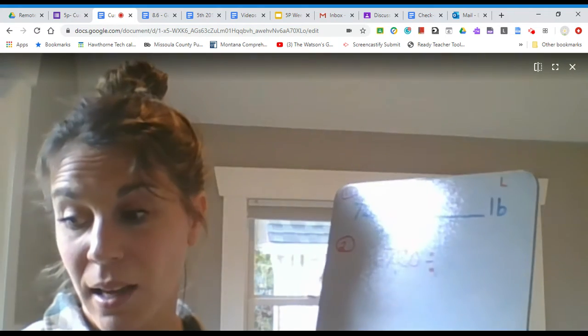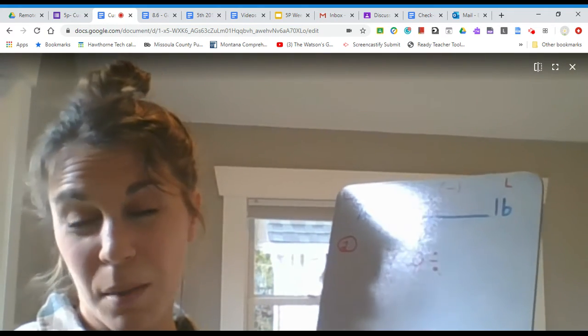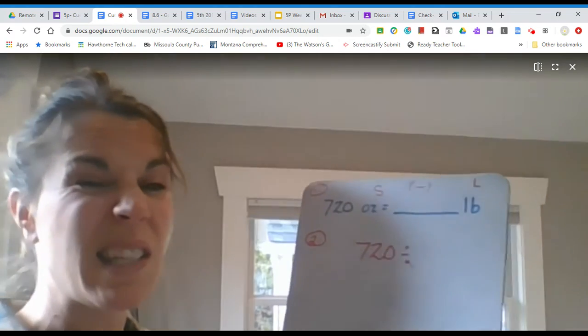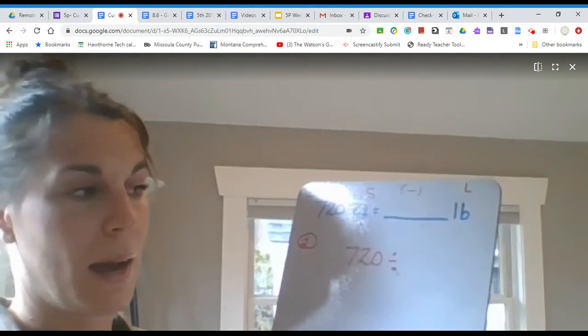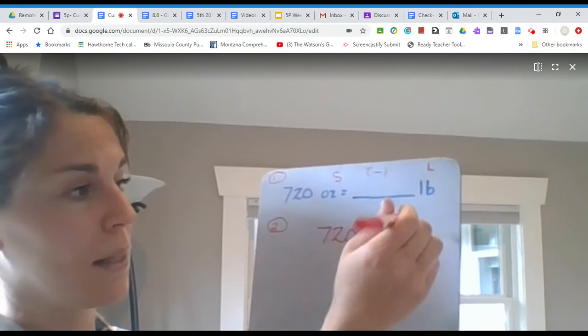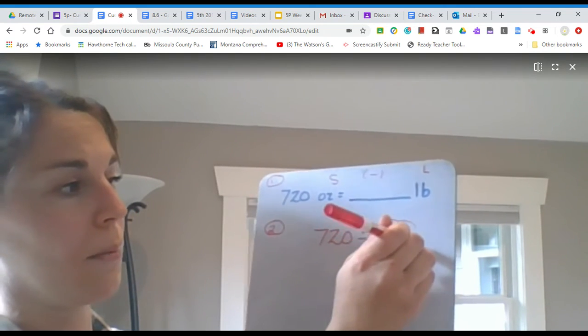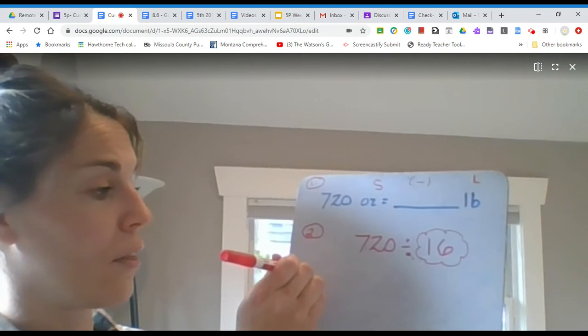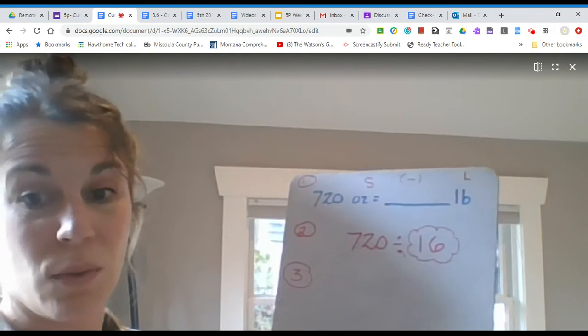So we would go back and look at our chart. And when I look at my ounces, I know that there's 16 ounces in 1 pound. So my magic number that I want is going to be 16. So I might kind of bubble that. Okay, and then the third step is that you need to solve.